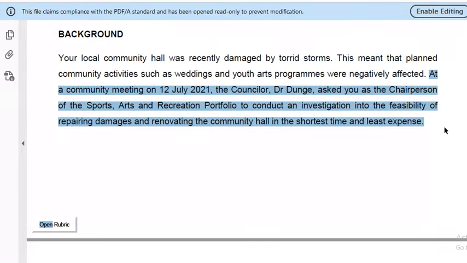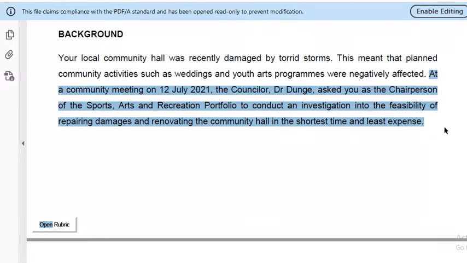Do you understand what I'm trying to say to you? You're not a student here. You're a chairperson of the sports, arts and recreation portfolio, to conduct an investigation into the feasibility of repairing damages and renovating the community hall in the shortest time and least expense.